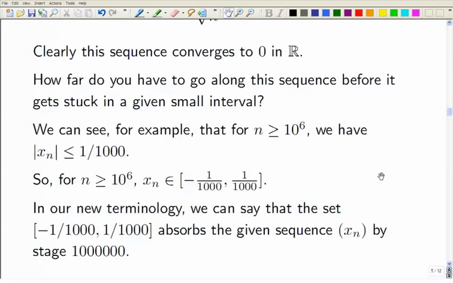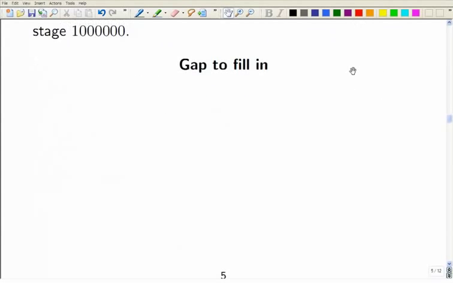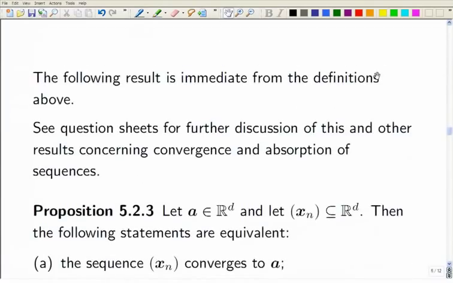If you make a smaller interval, you'll have to go further along, but it'll still absorb the sequence as long as you leave room on either side of 0. If you made the mistake of only having an interval one-sided next to 0, it wouldn't catch the negative terms. So it has to go both ways from 0. And somehow, this fits in with our notion of convergence. I won't give more details there. I think I can leave you to check the details of that.